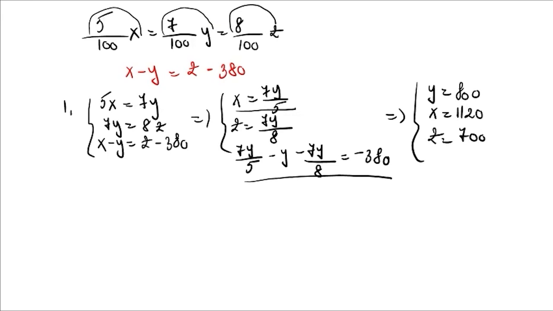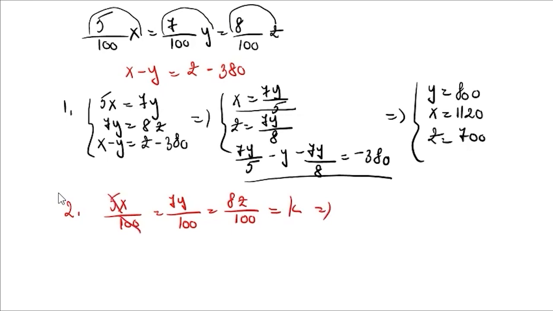The second method of solving the initial equation is using equal ratio series, meaning that we have 5x over 100 equals 7y over 100 equals 8z over 100, and let's say equals k. Simplifying by 5, we get x over 20 equals 7y over 100 equals 2z over 25 equals k.